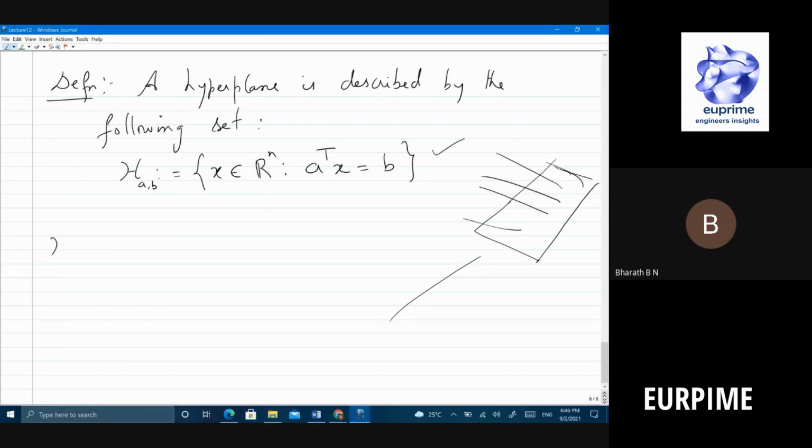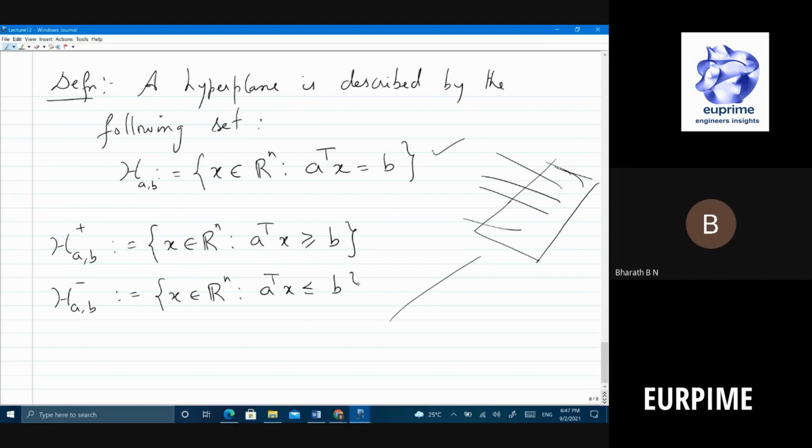So let me write this as (A, b) plus, which is the set of all x belonging to Rn such that A transpose x is greater than or equal to b, because it's plus, and I'll write (A, b) minus as the set of all points in Rn such that A transpose x is less than or equal to b. This is how I can describe it.